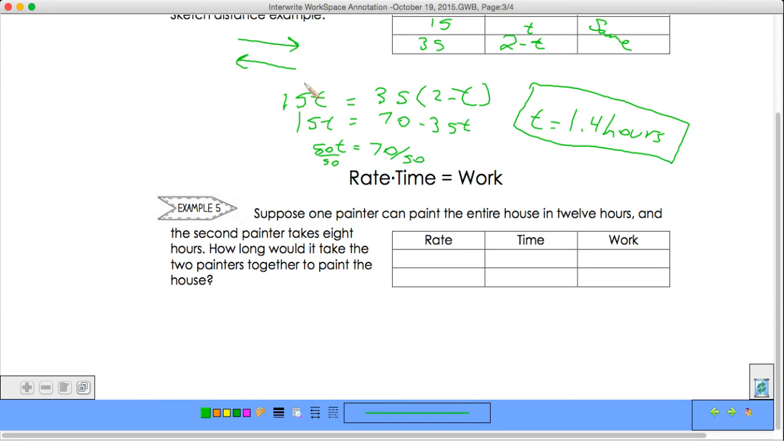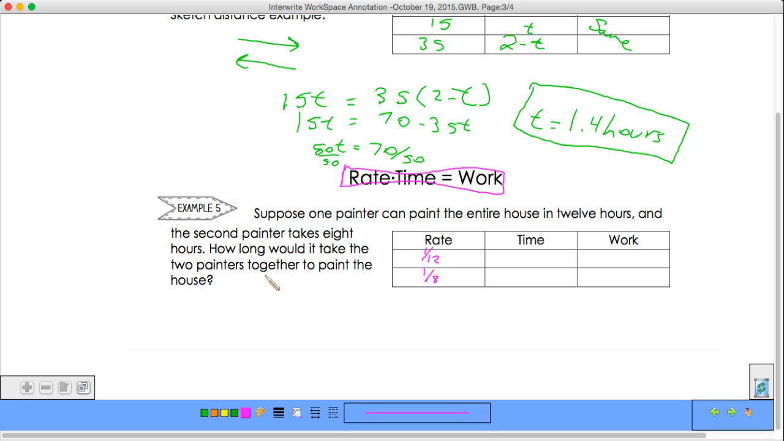All right, example 5. And now we're moving on to rate times time equals work. Same idea. So suppose one painter can paint an entire house in 12 hours. So his rate is he paints 1/12 of the house per hour. And the second painter takes 8 hours. So it's 1/8. This is rate.